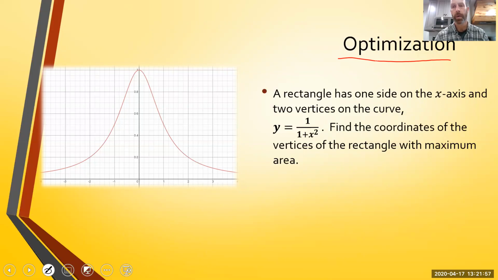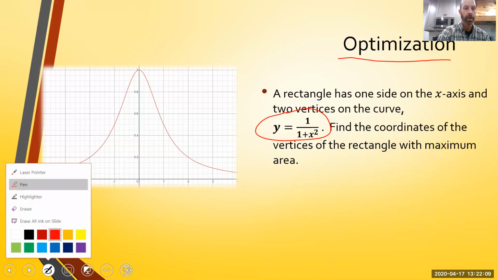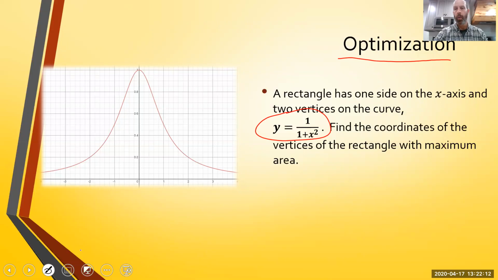Now, these are basically story problems. So here I have this curve, y equals 1 over 1 plus x squared. This is this red curve. I used Desmos to graph it. And it says we have a rectangle where one side is on the x-axis. So I'll just draw one rectangle here. And then it goes up, and it says two of the vertices, that one there and that one there, are on that curve. And it says, find the coordinates of the vertices of the rectangle with the maximum area.